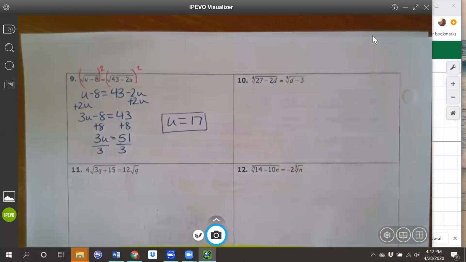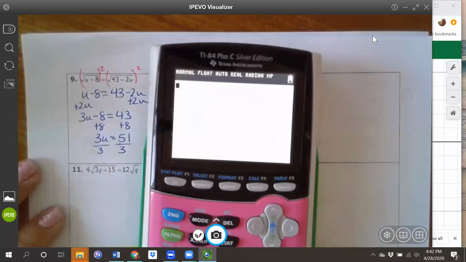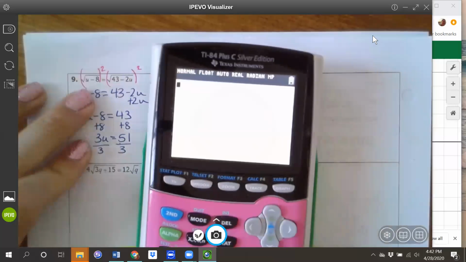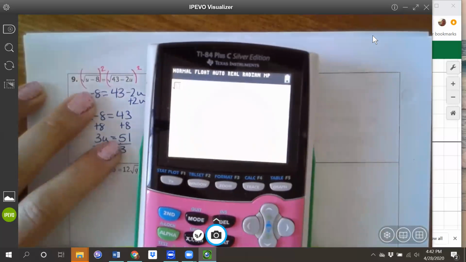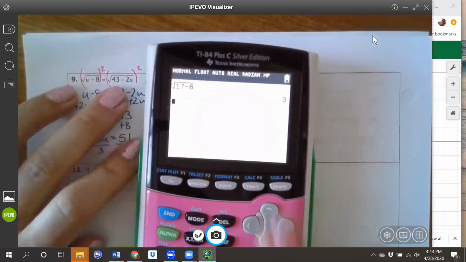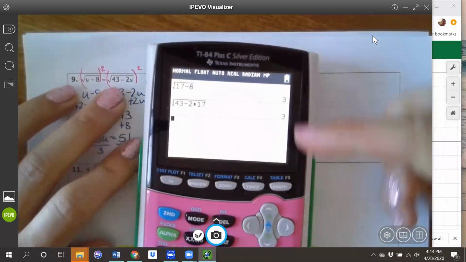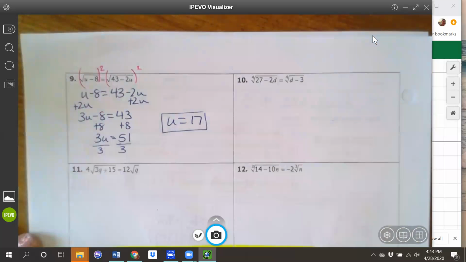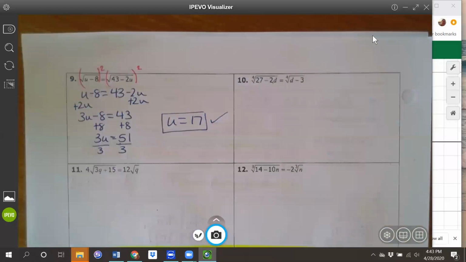Okay, so this one, I'm going to have to check both sides and then make sure that they equal the same thing. So what was it, 17? So the left side is the square root of 17 minus 8. That's the left. And then the right is 43 minus 2 times 17, and that's the right. The left and the right are equal to each other, so I know that that checks out.